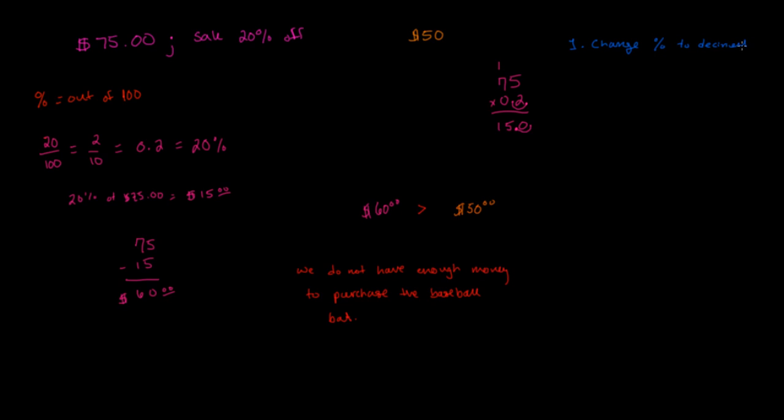The second step is to multiply the original price with the decimal. And then the third thing is just to subtract. And that will give you your new price.